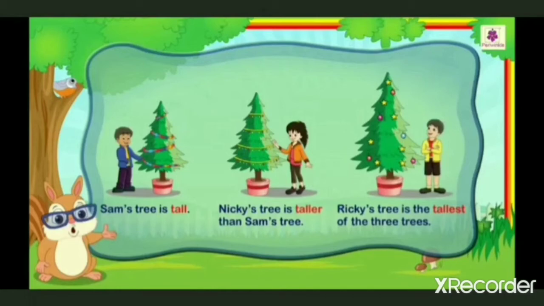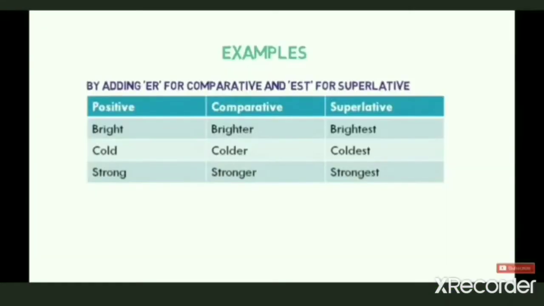So here are the 3 forms of comparison: tall, taller, tallest. I think it is clear to you now. Children, here you see some more examples by adding er for comparative and est for superlative, like bright, brighter, brightest, cold, colder, coldest, strong, stronger, strongest. You have seen how we use er in the comparative and est in the superlative.